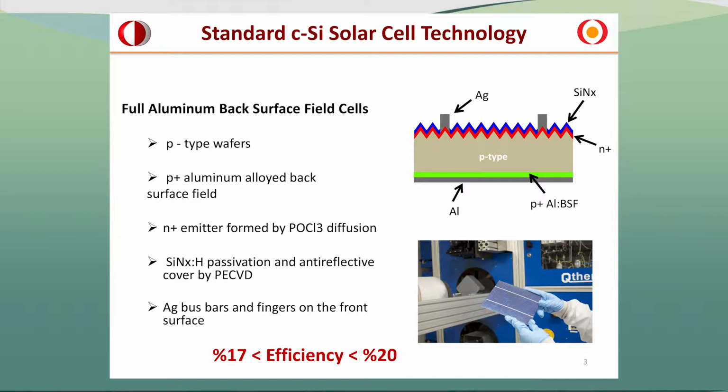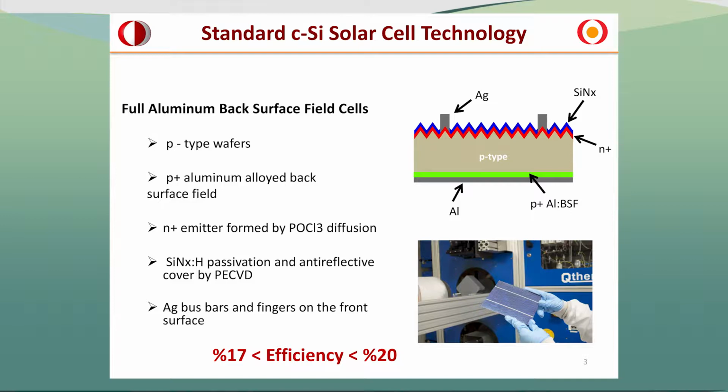We also have a silicon nitride layer on top, which provides passivation as well as anti-reflection action on the front surface. This is the standard solar cell. Of course, in addition, we have silver contacts on the front side and aluminum contacts on the back side. This has about 90% market share in the commercial market today, so everybody is using this type of cell in their solar modules.